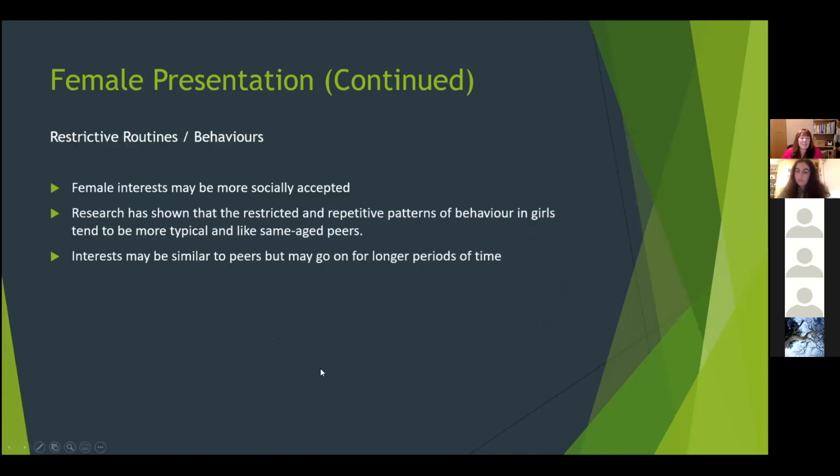And I just want to flick onto the other side, the restrictive routines and behaviours. In a lot of cases, a little bit like what Jodie mentioned earlier on, a lot of the time female interests can be very socially acceptable. The research shows that some of the restricted and repetitive patterns can be more typical and same age. For example, a girl may be into the same band as her peers, but may be that little bit extra, might know every single thing there is to know, and the interest might go on a little bit longer after her peers have moved on.